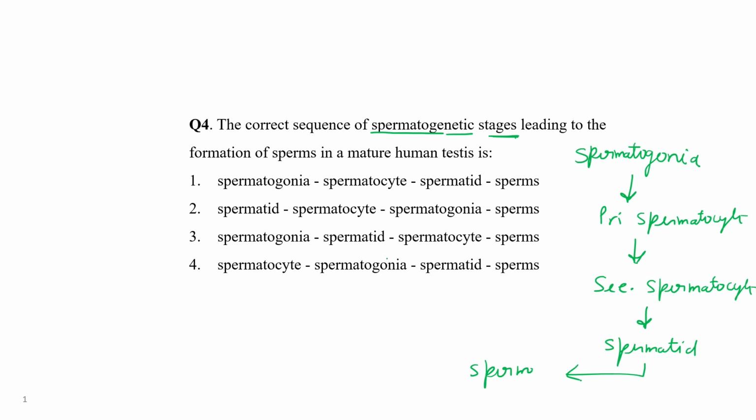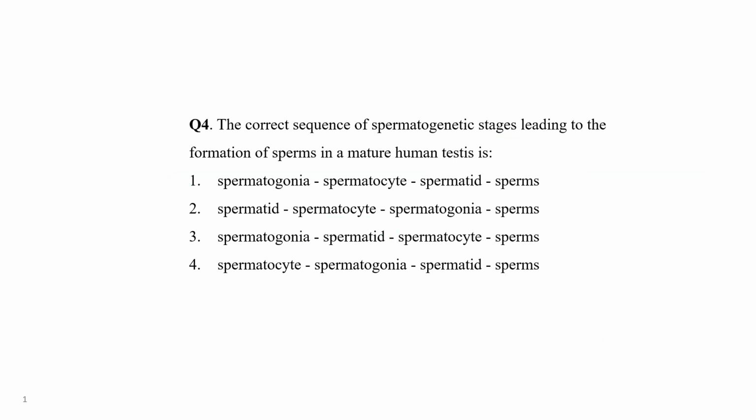So just check in which of these four options this particular sequence is given. Spermatogonia is first only in options 1 and 3. After that, here they have mentioned spermatid, here spermatocyte. So obviously choice number 1 would be the correct answer, because from spermatogonia to primary, then secondary, then spermatid, and then the last thing is sperms. Choice number 1 is the correct answer.